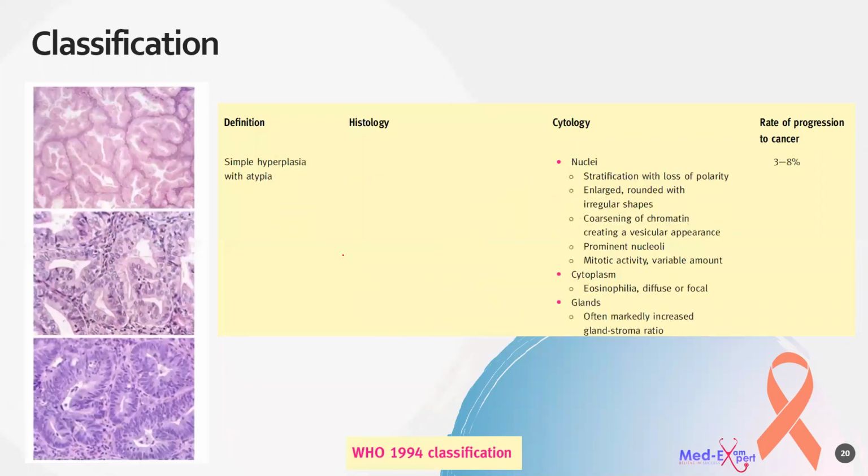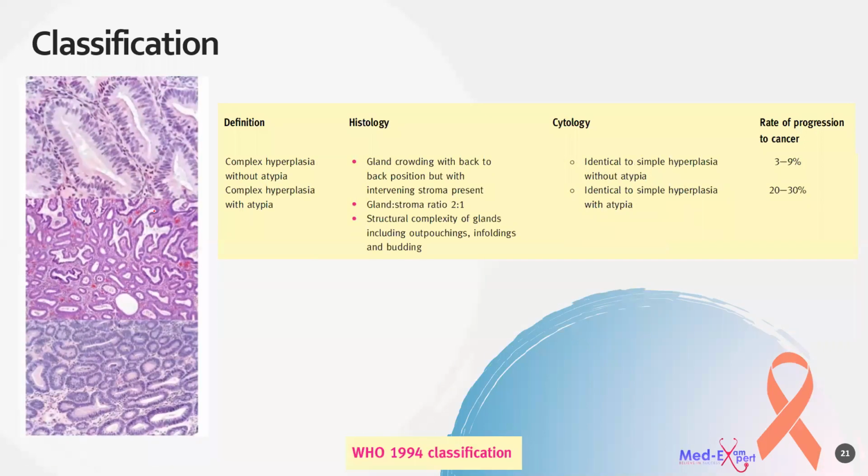If we look at complex endometrial hyperplasia, the glands are so close to each other, as shown in this picture. It's called a back-to-back appearance of the glands, with little or even no intervening stroma. This is the complexity of endometrial hyperplasia.